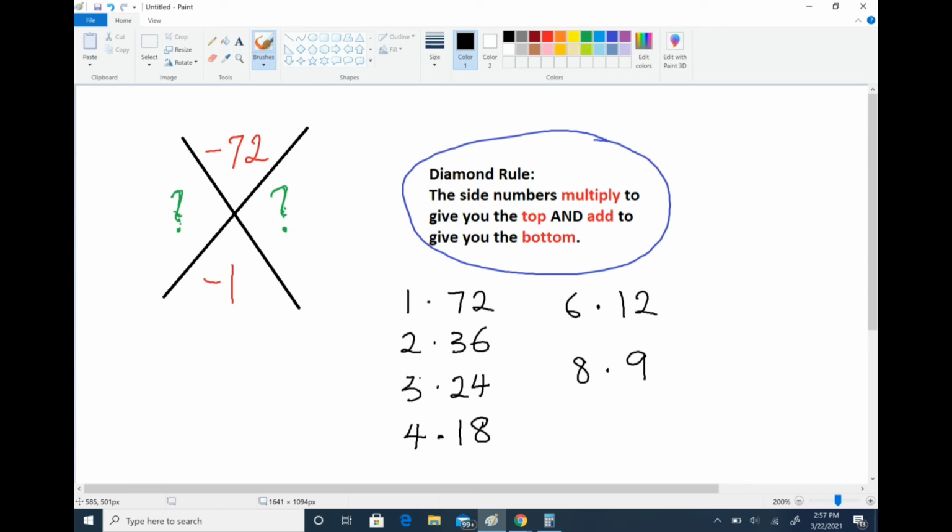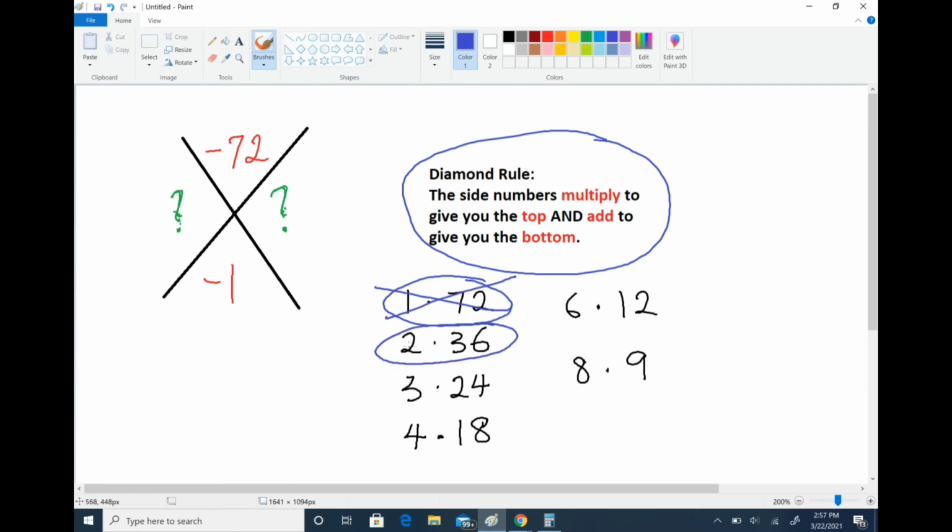But now you have to really think about it and ask yourself, is there any one of these combinations that, when I manipulate the signs and put some negatives on these numbers, will I ever be able to get a -72 on the top through multiplication and add to get -1? Is it possible with any of these numbers? So let's go through the list. If you go to 1 and 72, it doesn't matter if you put the negative on 1 or 72, you will never be able to add to get -1. You see what I'm saying? So this does not work.